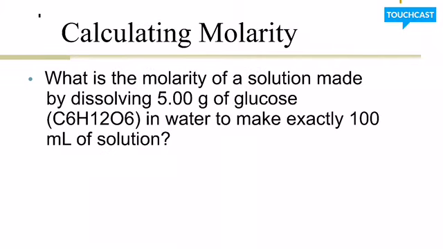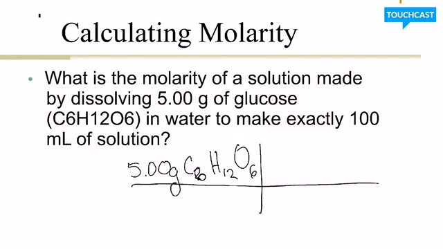What is the molarity of a solution made by dissolving 5 grams of glucose in water to make exactly 100 milliliters of solution? So the strategy is that you were given the mass of your glucose. My first strategy is that I need to remember molarity is moles of solute per liter of solution. So I would have to definitely change the 5.00 grams into moles. All right, so this is C6H12O6, and we need to convert that into moles. So pause the video. Let's see if you can remember how to do a mole conversion.